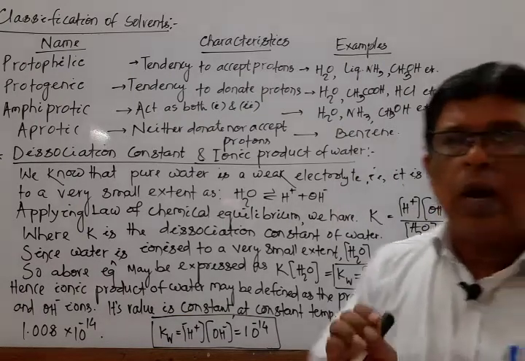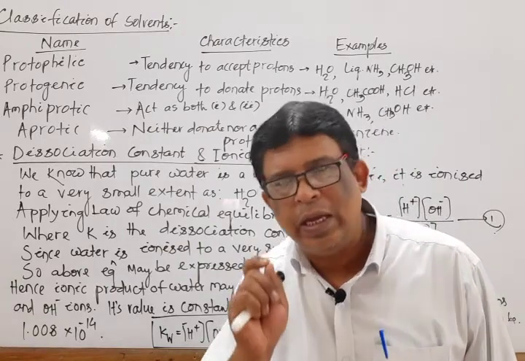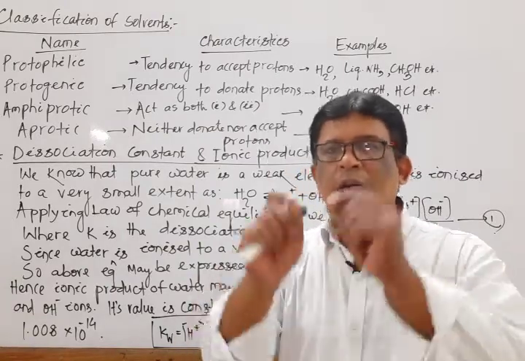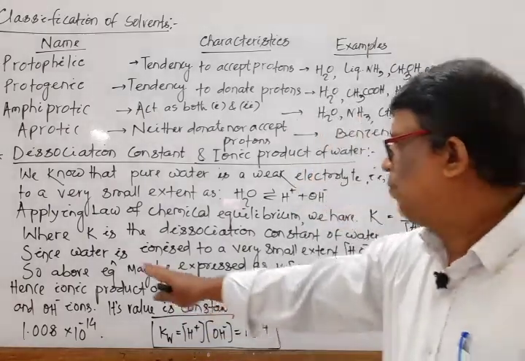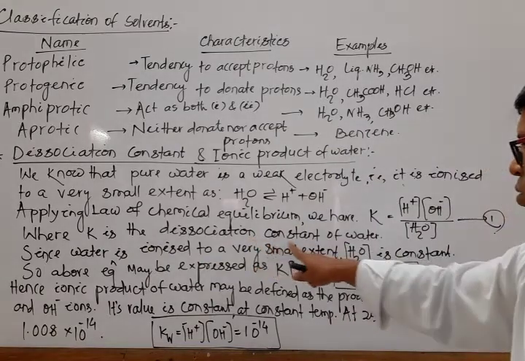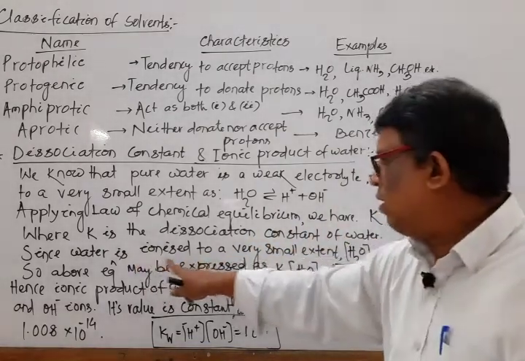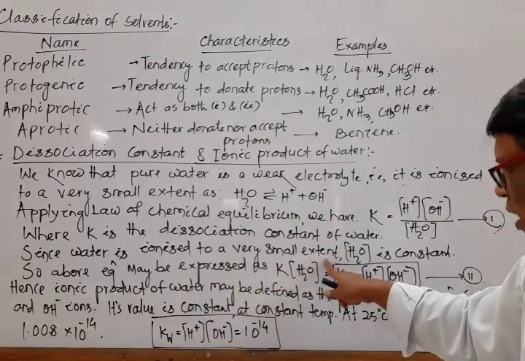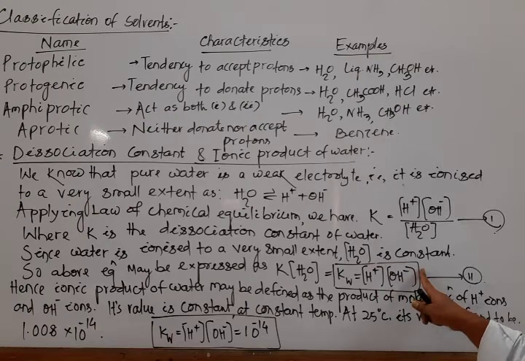As we know, water is a very weak electrolyte, so it dissociates very slowly. That means we assume the concentration of water is a constant. Here K is known as the dissociation constant of water. Since water is ionized to a very small extent, the concentration of water is taken as a constant.